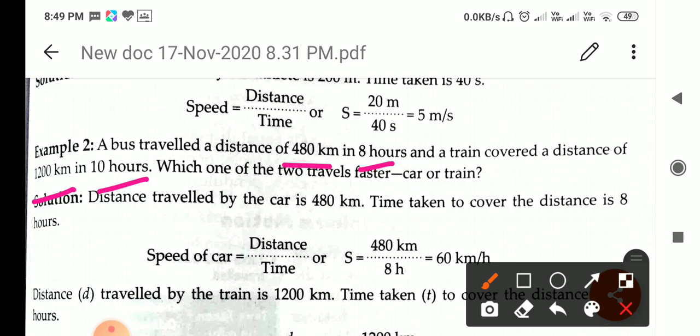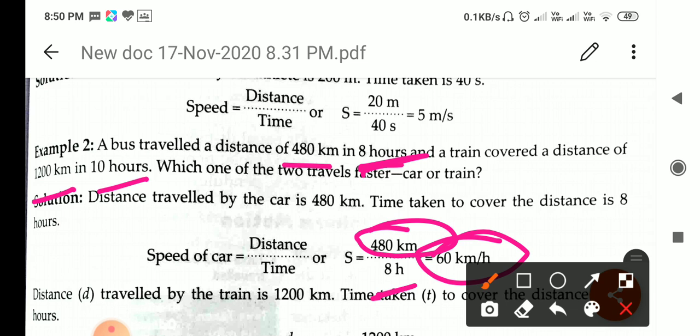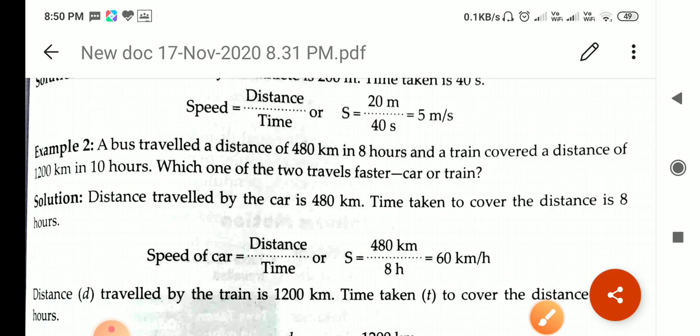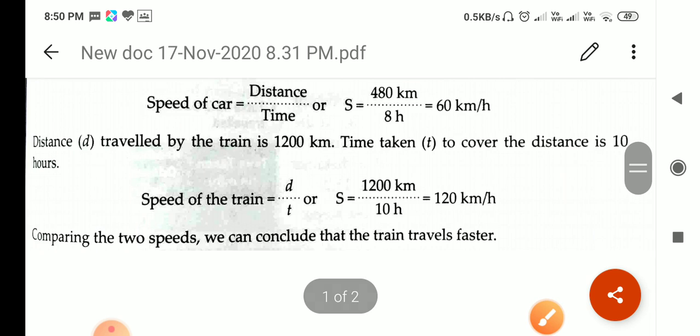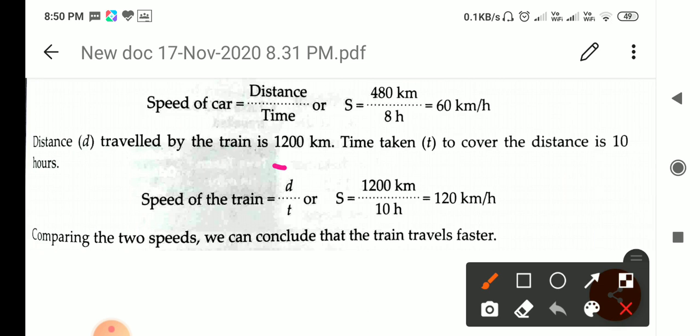Distance covered in 1 hour means speed. Now see, speed of car is distance upon time. Then distance is given to you, 440 kilometers, and the time given to you is 8 hours. Then you put the value of the time as 8 hours. Now when you calculate it, you will find 60 kilometers per hour is the speed. Then the speed of the car is 60 kilometers per hour. Now we will apply the same formula for the train also, and here the distance given to you is 1200 kilometers, and the time given is 10 hours.